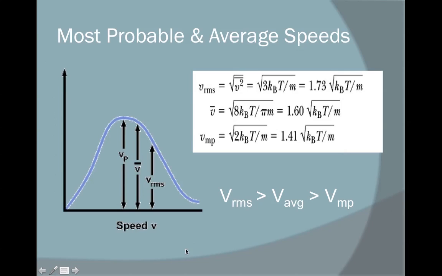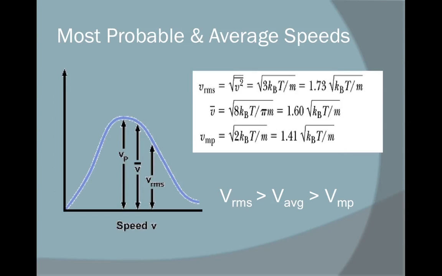There are three types of velocity we can describe under this law. There's the root mean square velocity, which is the square root of the average velocity squared. There's the average velocity, and there's the most probable velocity. In this graph, you can see where each of those lie. The most probable velocity is at the peak of the graph, with the highest ratio of molecules. So you're more likely to find a molecule with that speed.